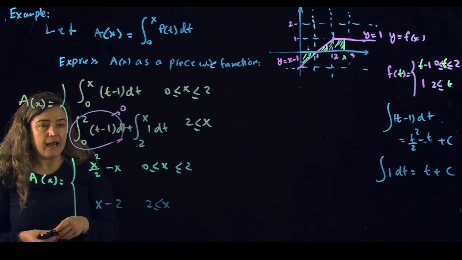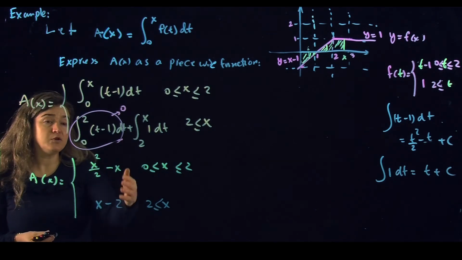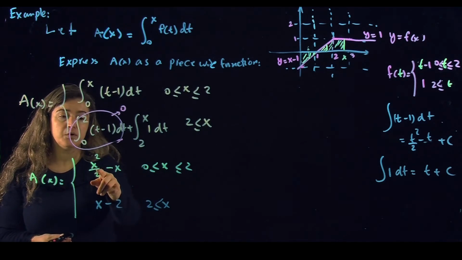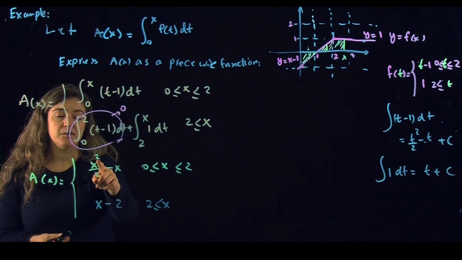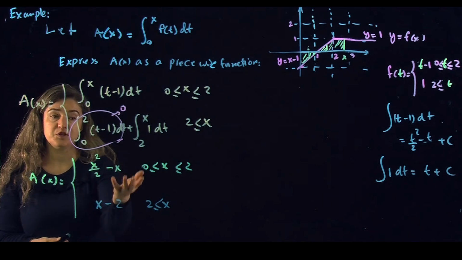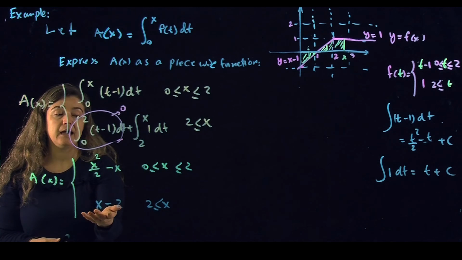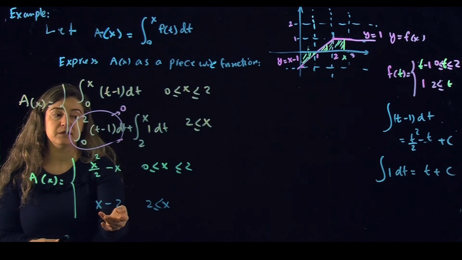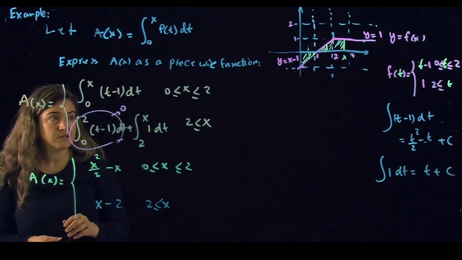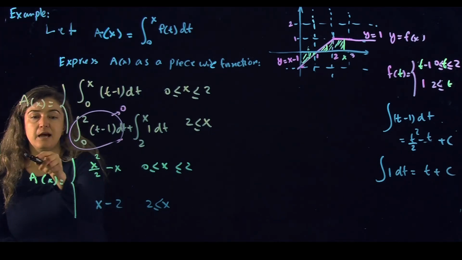And if you notice, at x equal to 2, what we get is 4 divided by 2 minus 2, which is 0. And here we get 2 minus 2, which is 0. So this is still continuous. And this is our answer.